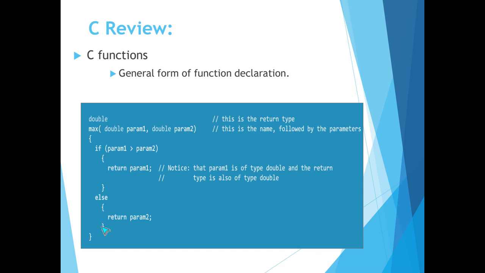Curly braces are open and enclosed, and return param 2 semicolon, and this curly brace which is enclosed is related to our main function, which is opened here. Be careful about the number of curly braces. If one curly brace is open, it should be enclosed. For example, you see that for if, we opened and enclosed, opened and enclosed, and for the main function.